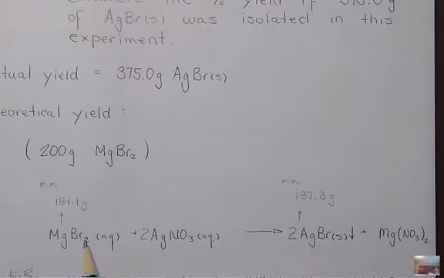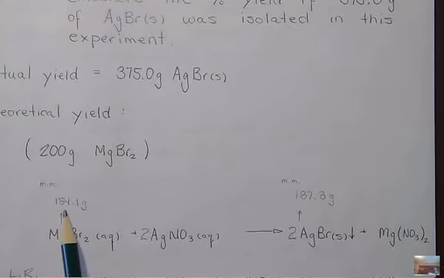Magnesium bromide, they gave us 200 grams of this. That's my starting amount. The question is, how much silver bromide can I prepare based on my 200 grams of magnesium bromide? We had done one like this before. This guy's molar mass is 184.1. You can look it up.